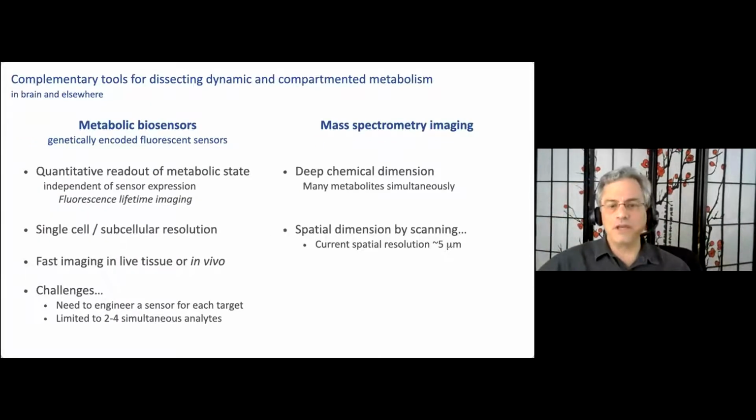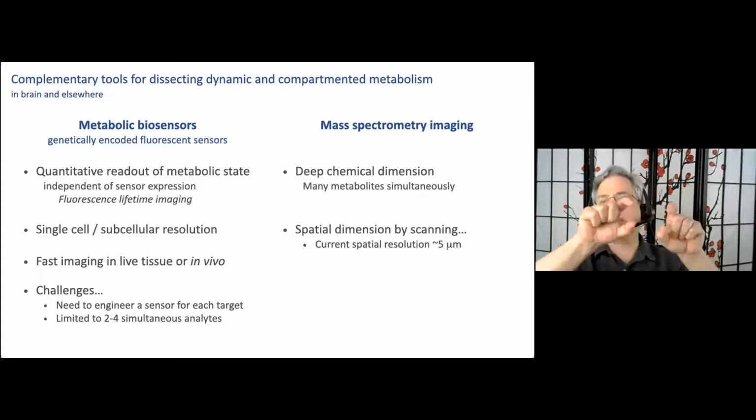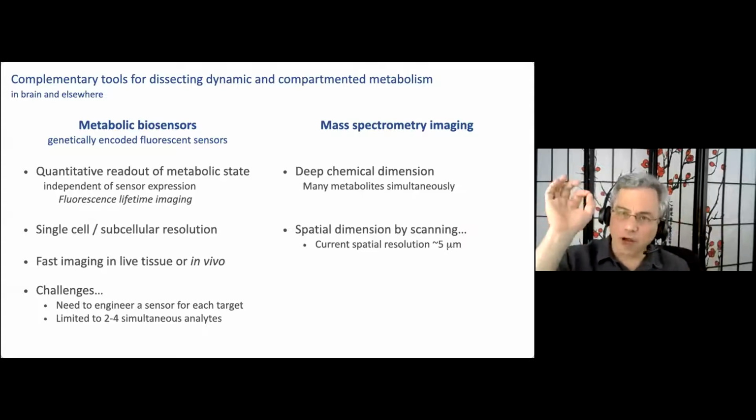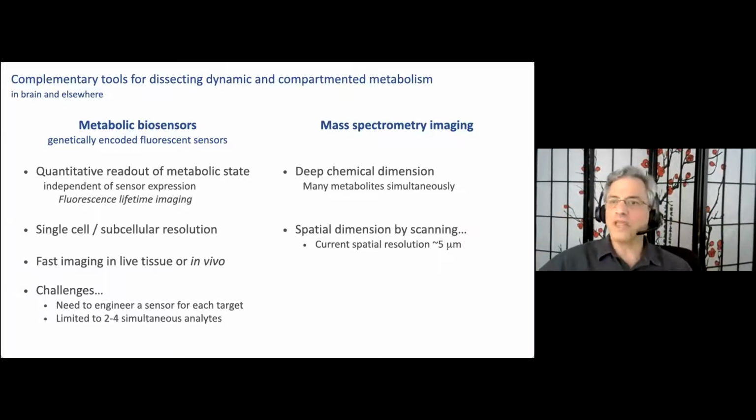Now, the challenge is the current spatial resolution is about 5 microns, and that's good enough to get a layer of relatively homogeneous neurons, but not good enough to get isolated astrocytes or oligodendrocytes in the tissue. And so that's an area for improvement. A challenge is to get finer cellular and even subcellular resolution. And there are good physical mechanisms by which this might be accomplished, but it will take a concerted effort.